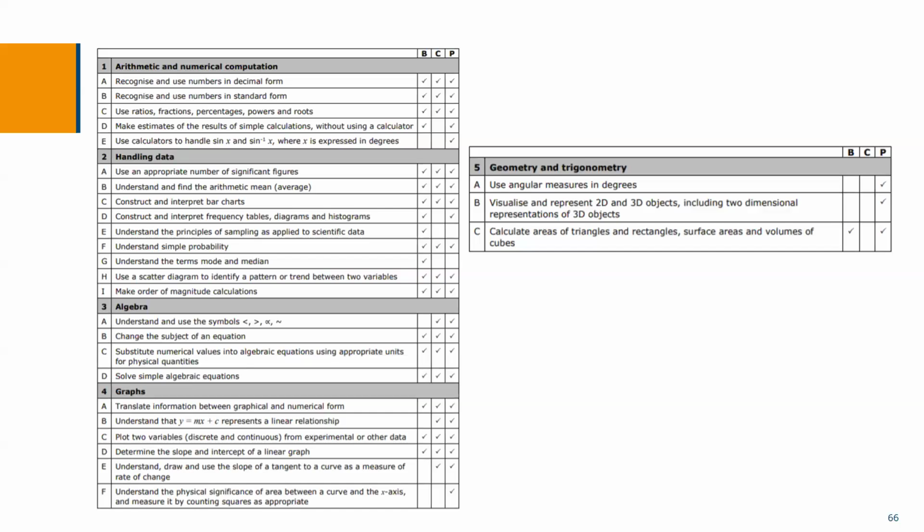The BCP there with the ticks is biology, chemistry, and physics. So you can see many of them are common to all three sciences. So if your students are doing triple science, if they're doing biology and chemistry and physics, then talk to your chemistry teachers and talk to your physics teachers and be clear how these things are being taught and what they need to know. You'll see very few of them, if any, are biology only. So there are core concepts that they need to develop as they go through the course.